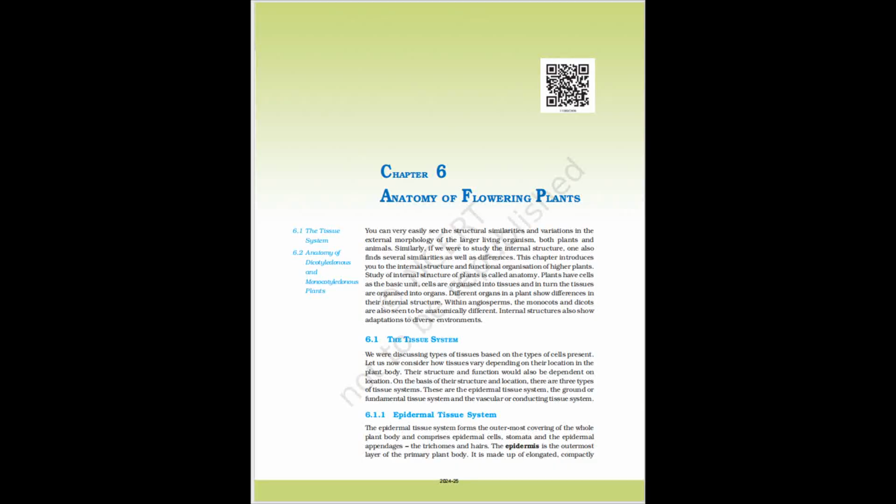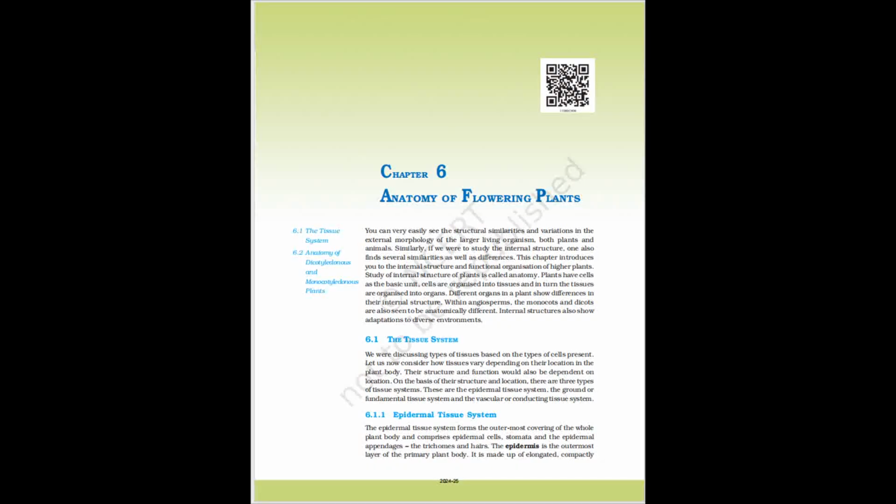6.1 The Tissue System. We were discussing types of tissues based on the types of cells present. Let us now consider how tissues vary depending on their location in the plant body. Their structure and function would also be dependent on location. On the basis of their structure and location, there are three types of tissue systems. These are the epidermal tissue system, the ground or fundamental tissue system, and the vascular or conducting tissue system.